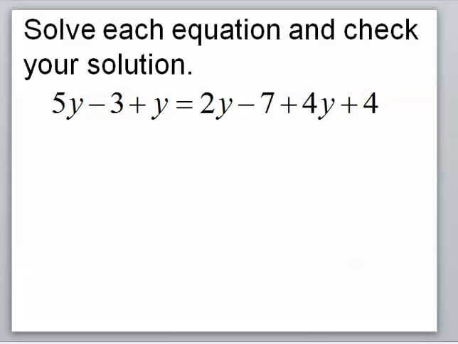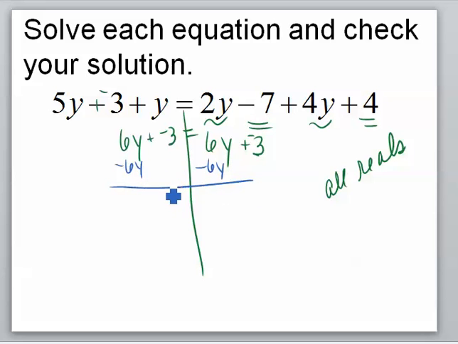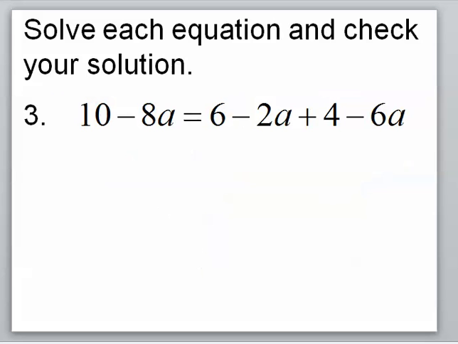On my next problem here, we're going to go ahead and combine all the like terms we can. So I got 5y and y, which is 6y, plus negative 3, equals, I've got 2y and 4y, which is 6y, and negative 7 and a positive 4 gives me a negative 3. Now, I really have the exact same thing on both sides, so I know the answer right now is all reals. How do you see this algebraically? Well, you can move your 6y to the left-hand side, which would give you a negative 3 equals a negative 3. This is always true, therefore the answer is all reals. It means everything works.